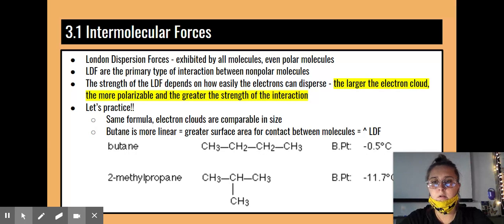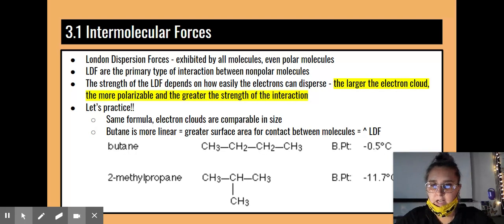Okay? So again, same formula, the electron clouds are comparable in size. So if you're dealing with two molecules that are very similar, their electron clouds are going to be similar in size. So you cannot use the size of the molecule as a tool to figure out which forces are stronger.